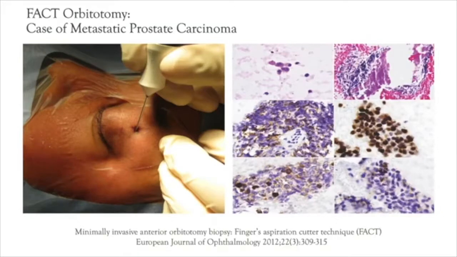It has been my experience that FACT works best for metastatic orbital carcinomas. It does not work as well for lymphomas, which often require extensive immunopathology and even flow cytometry. However, for those cases where a patient can have a 3mm sutureless incision and obtain a biopsy and get back to work or back to their life as soon as possible, it is quite helpful.